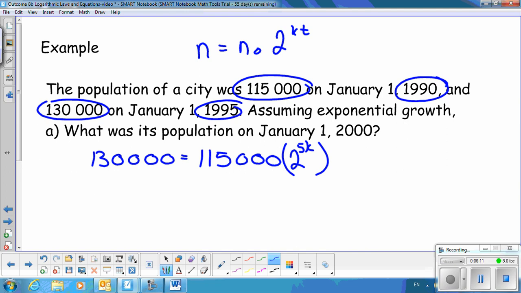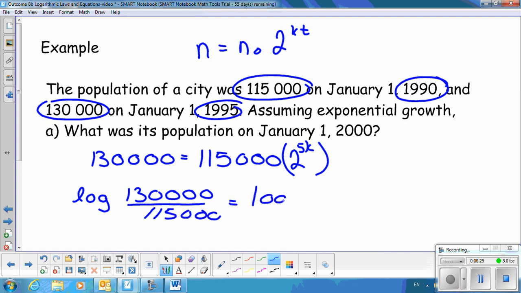I now need to solve this equation for k. So I'm going to divide both sides by the 115,000 and take the log of both sides. So I end up with log of 130,000 divided by 115,000 equals the log of 2 to the power of 5k.